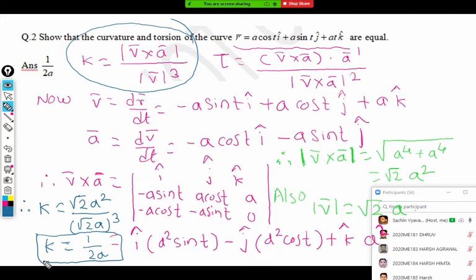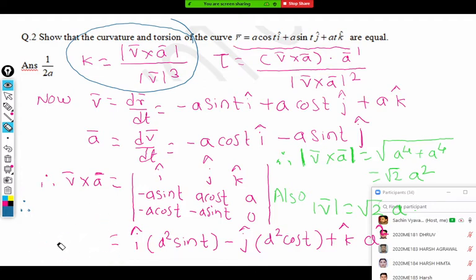Done? Yes, sir. Okay. So now tell me what is the thing that we left to get the torsion? One more quantity we have not calculated and that we require there: a dash. Okay, so the next step we should proceed to is that a dash. Let me erase some of the part here. Curvature we already finished as 1 by 2a.